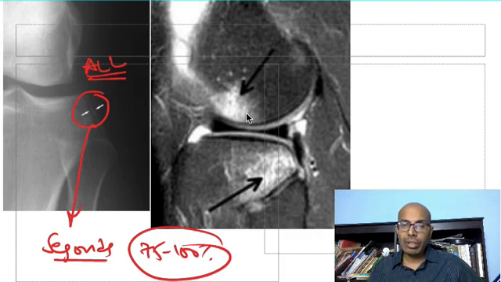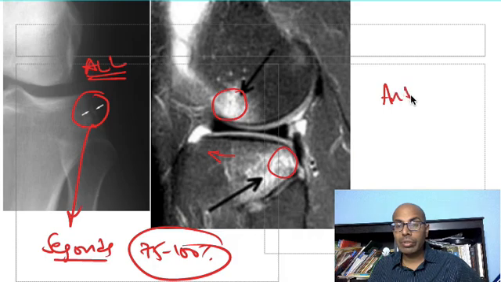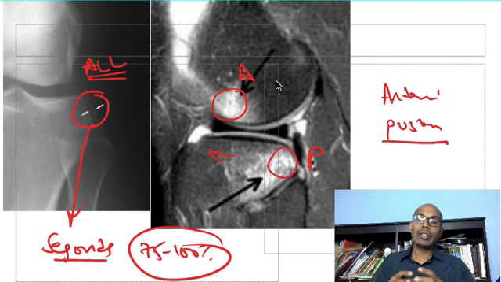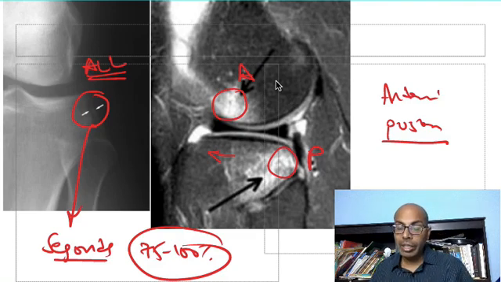Also you can see what is called bone bruising, because the tibia translates anterior to the femur. The posterior portion of the tibia and the anterior portion of the femur bang against each other. This is the posterior portion and this is the anterior portion. They bang against each other and they have a bone bruise or bone marrow edema. This is also an indirect indication of ACL injury, and this can also be seen in MRI. So these are some of the radiological features of ACL.